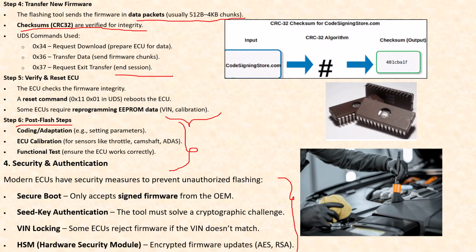Next comes VIN locking, where ECUs reject the firmware if the VIN doesn't match. The VIN, the vehicle identification number, is like a password. Okay, if the password or the VIN is not matching, then the ECUs reject the software. Next comes the hardware security module. Okay, so this hardware security module ensures that the firmware updates are thoroughly encrypted.